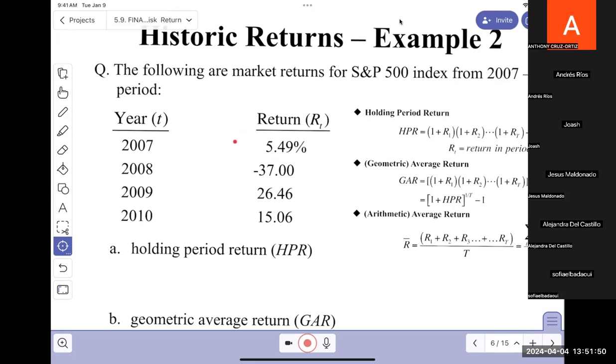So the question is, determine if the market recovered by 2010. In other words, calculate the holding period return to check if we get about 11% or somewhere, at least not zero. So calculate the holding period return for this data. I have the formula here to remind you.